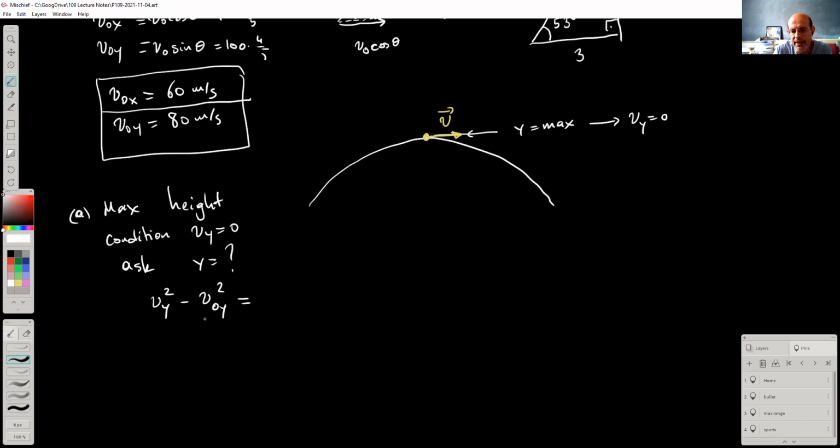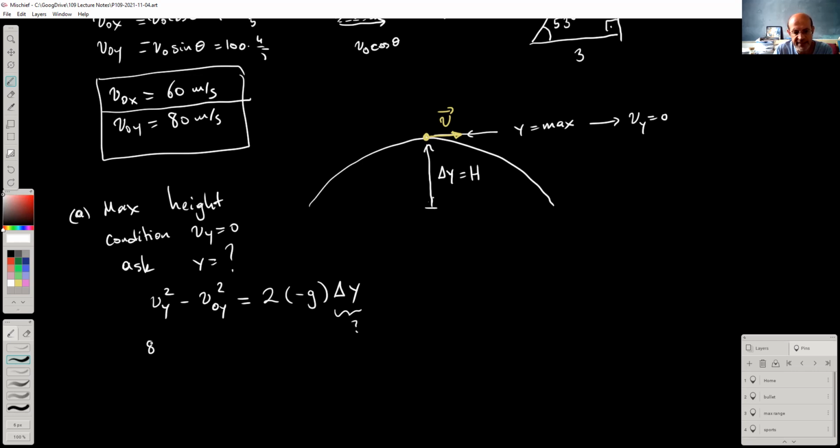V_y squared, final velocity squared minus initial velocity squared, is equal to 2 times the acceleration times the displacement. I know everything in here except the displacement, delta y. That's the displacement, which is equal to the height from the ground level. That's the quantity that I want.